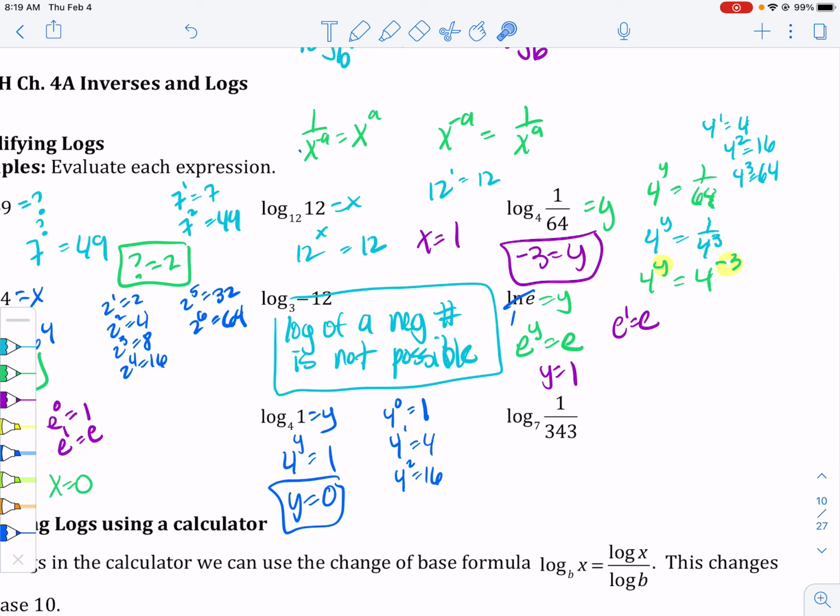Try this one, see what you come up with, pause the video, and then come back and check and see if you got it correct.